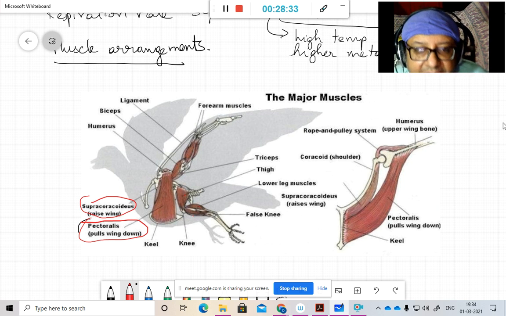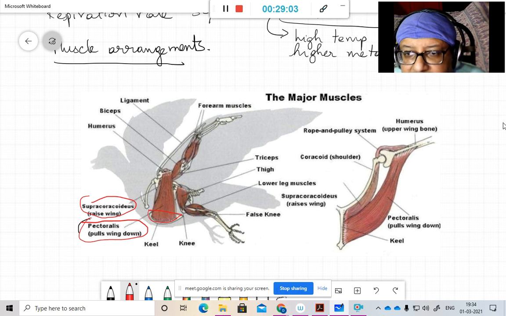So the breast muscles which you actually eat are attached to this bone, the keel. This is the keel, the chest bone, the chicken bone, and to that is attached the breast piece. Less fat, more high energy, high protein content. Then you have the thigh muscles, and of course you have the forearm muscles.